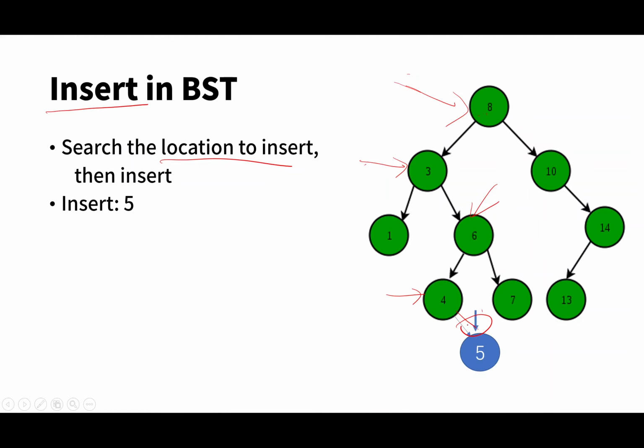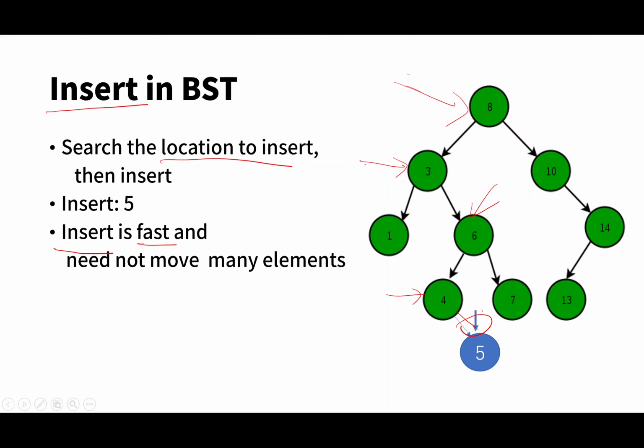Insert the element to the right location. So the insert is as fast as the search operation and did not move many elements. We did not move elements. So binary search is very fast for search operation, insert operation and delete operation.